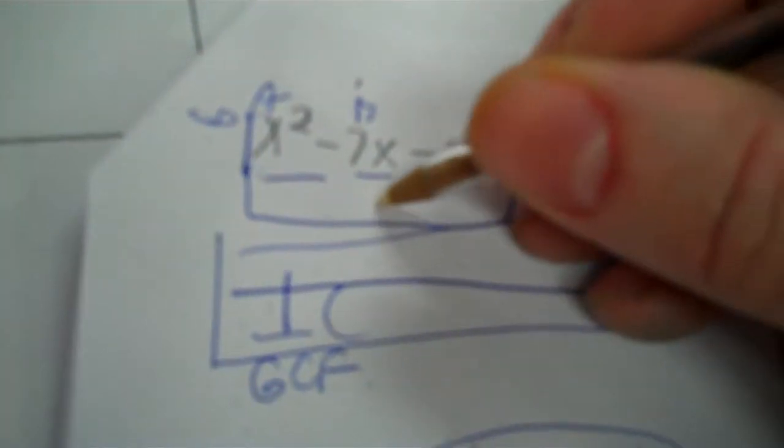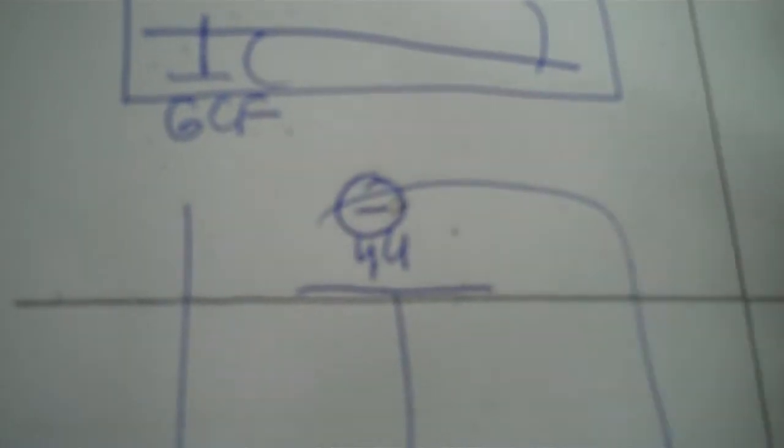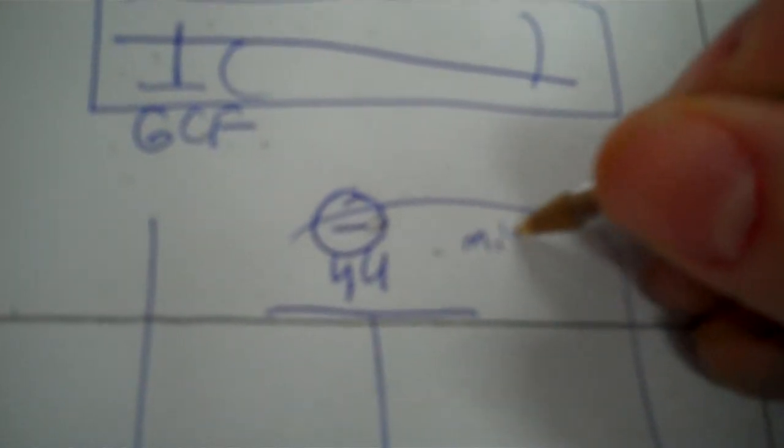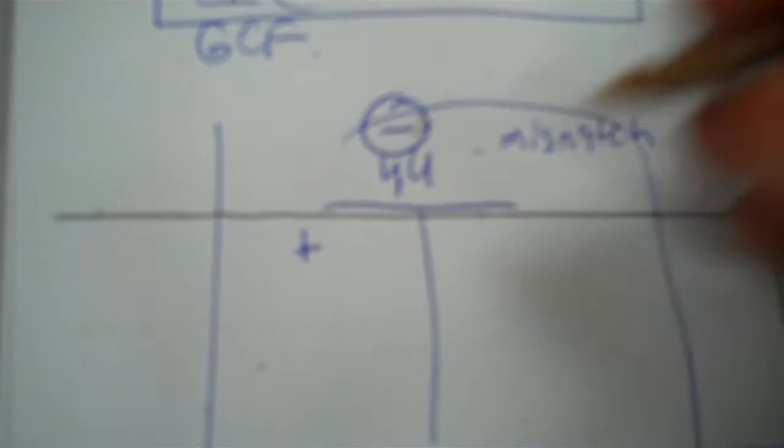Okay, A times C, 1 times negative 44 is negative 44. Now we have a negative, so the two numbers have to multiply now to a negative. Well, that's not a match then, it's a mismatch. Mismatch means we have positive on one side, negative on the other. And you need to add to try to get to your B, which is negative 7.